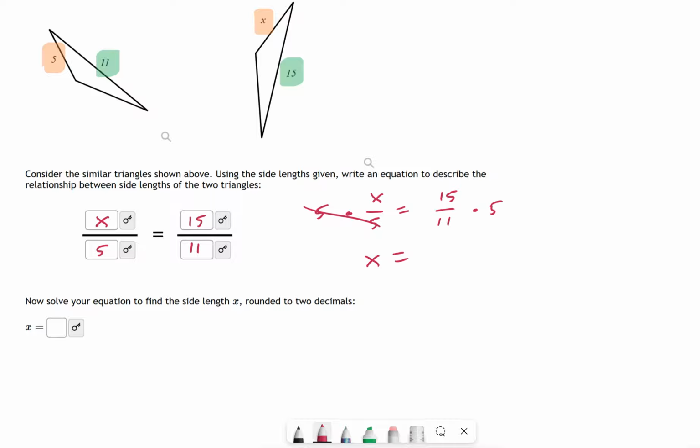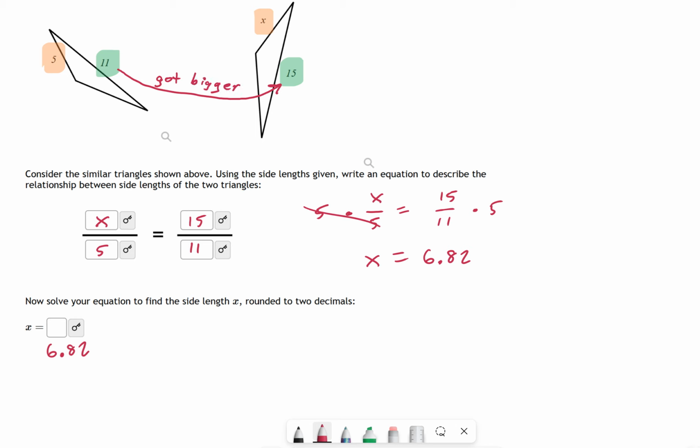And if I plug that into a calculator, I'll get 6.82 or so, right? So that would be my answer. That's the length of side x. And a good thing to ask yourself when you're about to be done with the question is to say, does this make sense? And if we look at this situation here, we see that 11 got bigger.